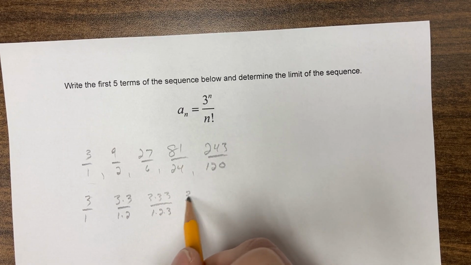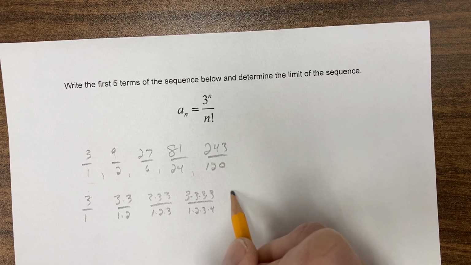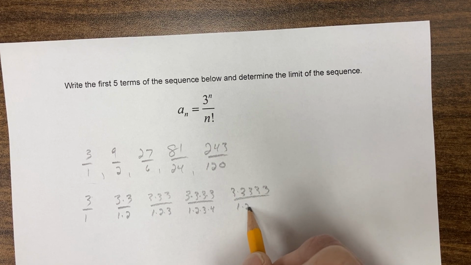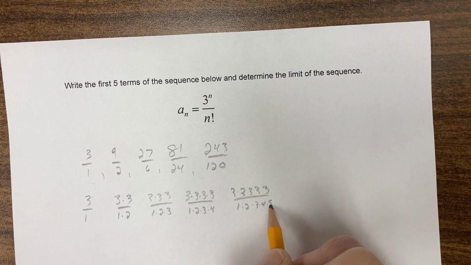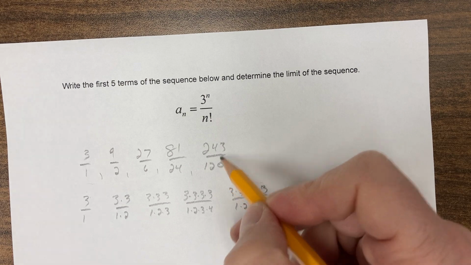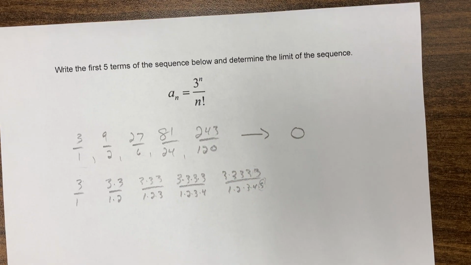But when we get here, we multiply the top by another 3, but now we multiply the bottom by 4. Then we get here, we multiply the top by 3, but multiply the bottom by 5. So as we go forward, what we multiply the bottom by is bigger than what we multiply the top. That's why these terms are going to get smaller and smaller and smaller. It's going to head to 0.